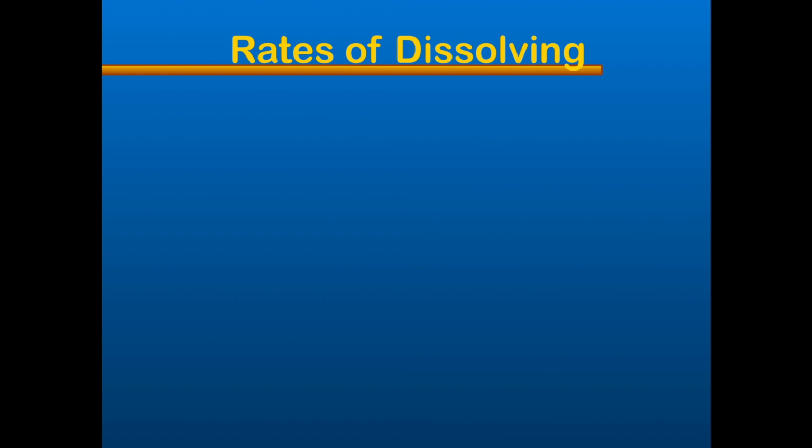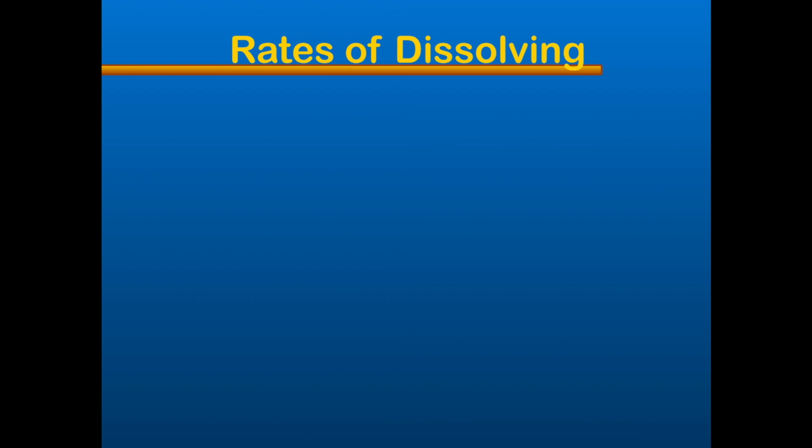Today's lesson is about rates of dissolving. So you've learned about the word dissolving already. What does dissolving mean? That's right, dissolving means when a solute is completely blended into a solvent and you can't see the solute anymore. So for example, something like sugar dissolving in water. Well, that solute is completely blended in to the solvent.